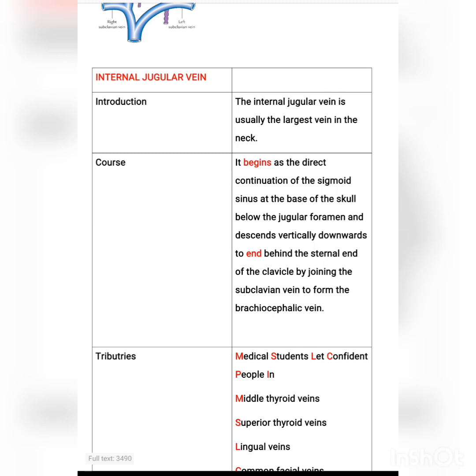It begins at the sigmoid sinus at the base of the skull, below the jugular foramen, and descends vertically to end behind the sternal end of the clavicle by joining the subclavian vein to form the brachiocephalic vein. So the sternal end is the part of the clavicle that forms the joint with the manubrium. That's where the internal jugular vein joins with the subclavian vein to form the brachiocephalic vein.